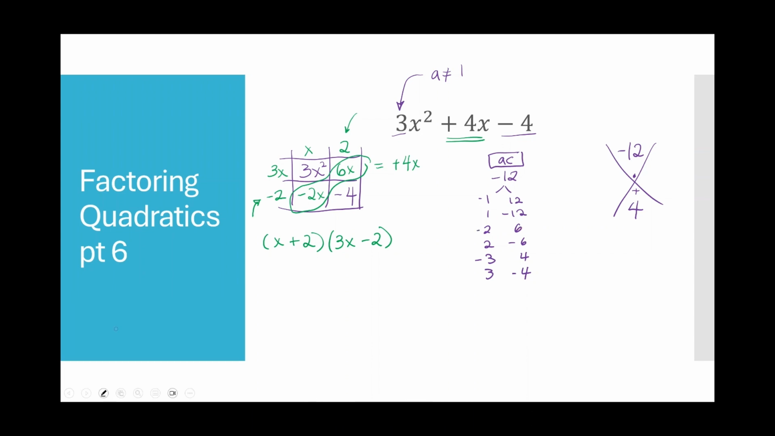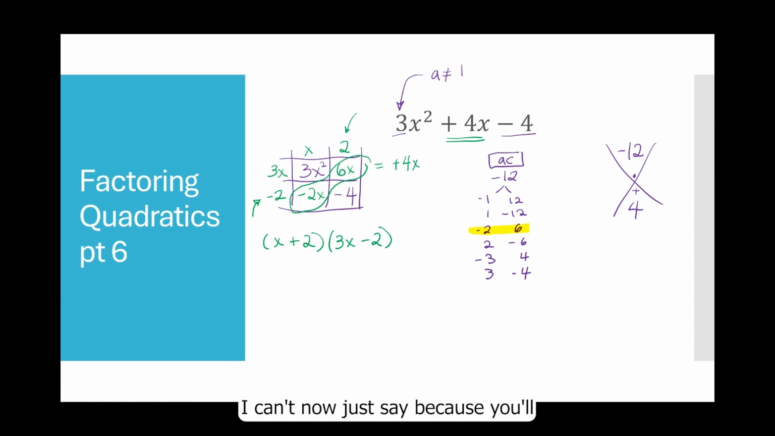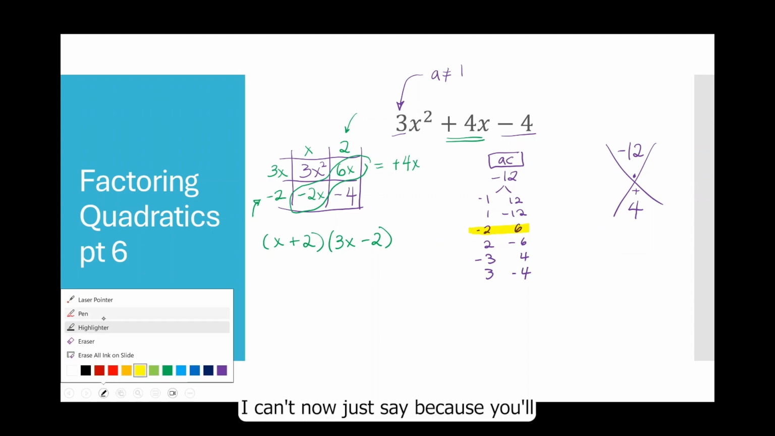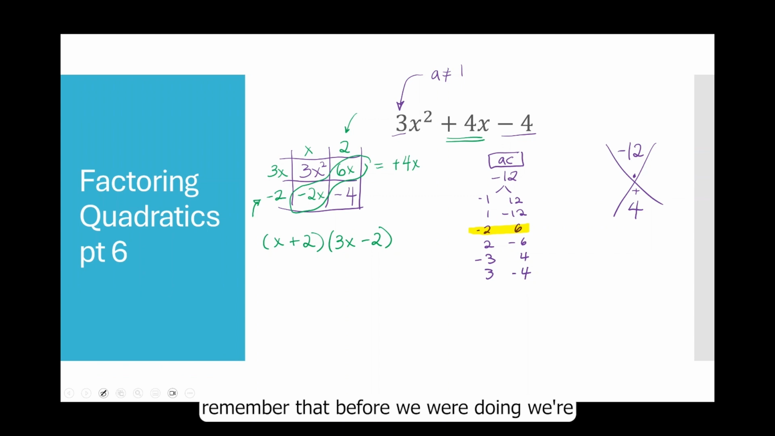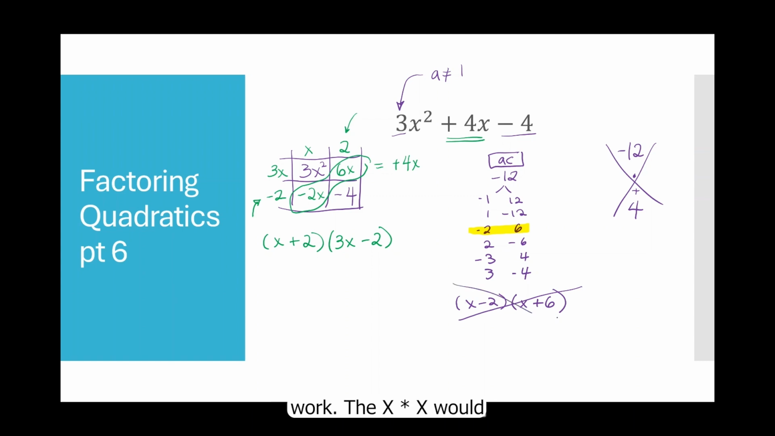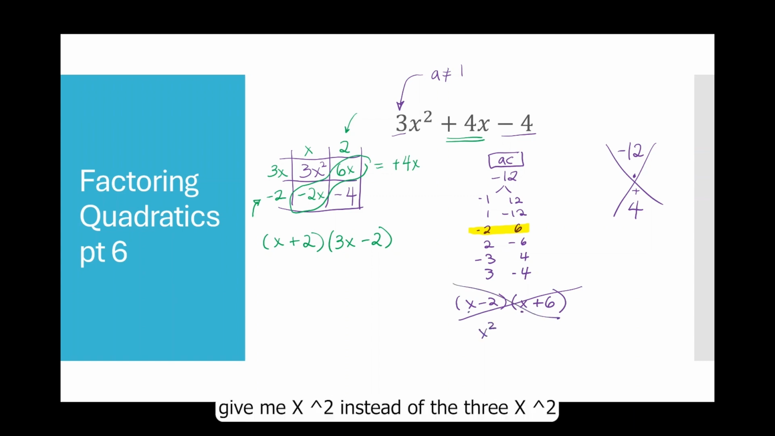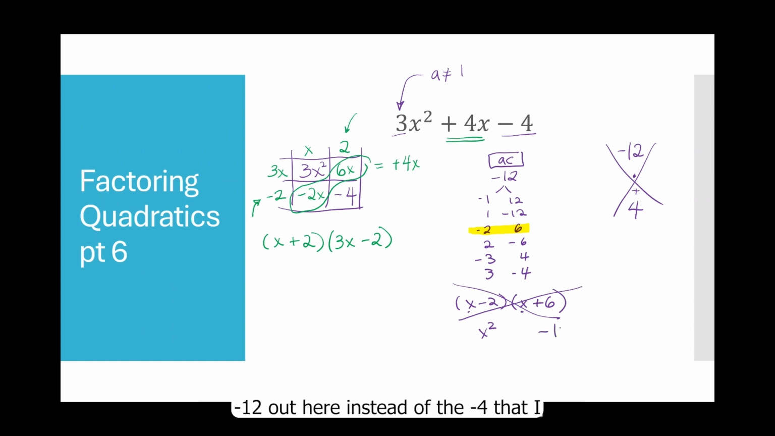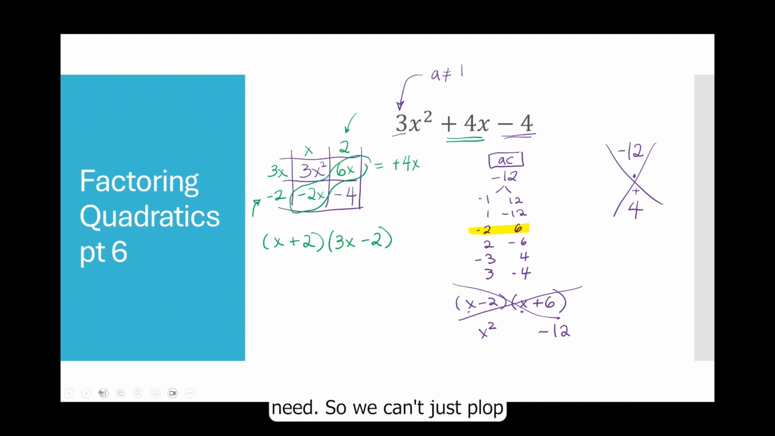I can't now just say, because you'll remember that before we're like, okay, done, it's x minus 2, x plus 6. Look at how that does not work. The x times x would give me x squared instead of the 3x squared that I need. And the negative 2 times 6 would give me negative 12 out here instead of the negative 4 that I need. So we can't just plop them in like we were doing before.